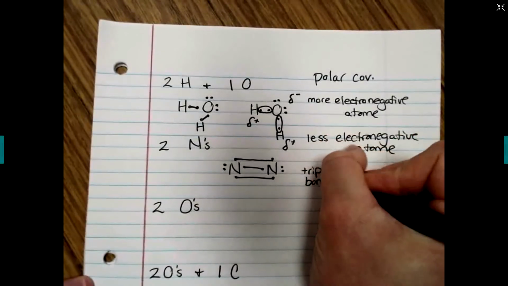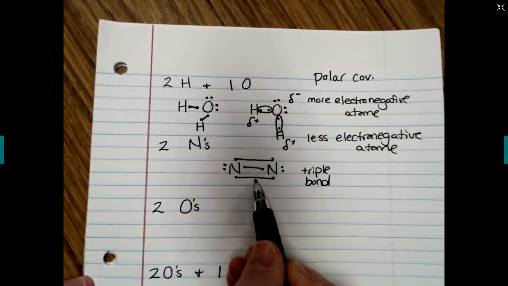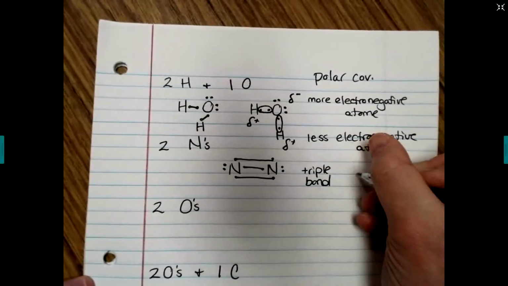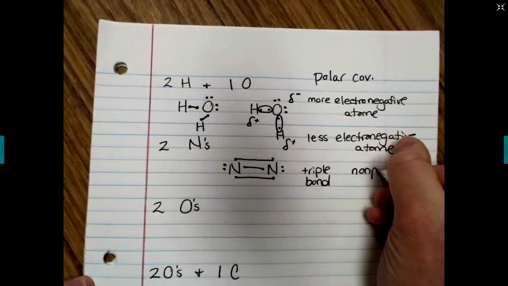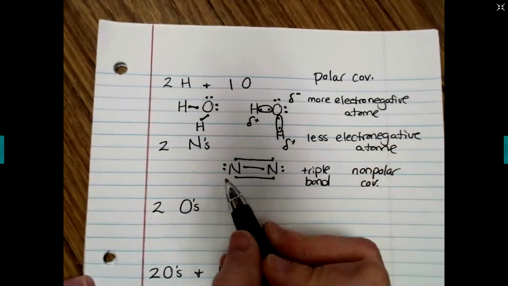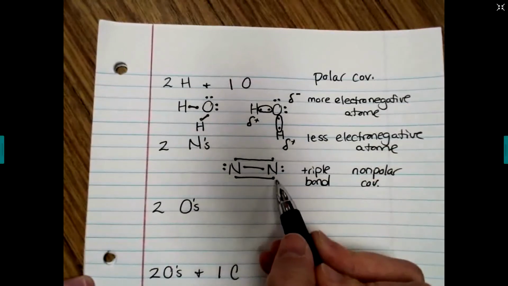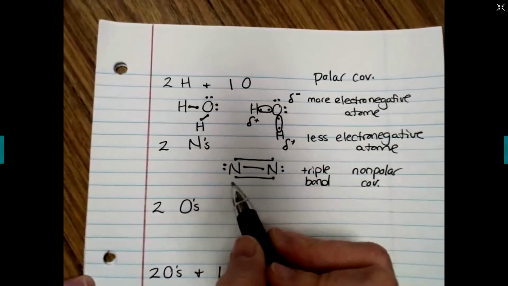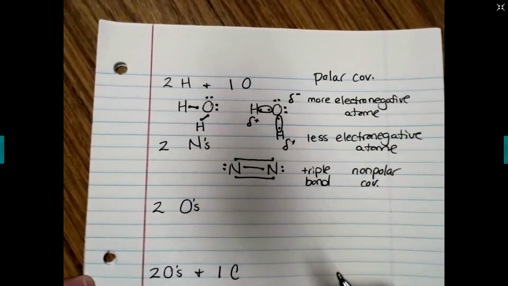Whenever you have 3 bonds between the same 2 atoms, that's a triple bond. This is going to be non-polar covalent because you have the same nonmetal sharing electrons with another of the same element. So they have the same electronegativity and they're going to share electrons equally.